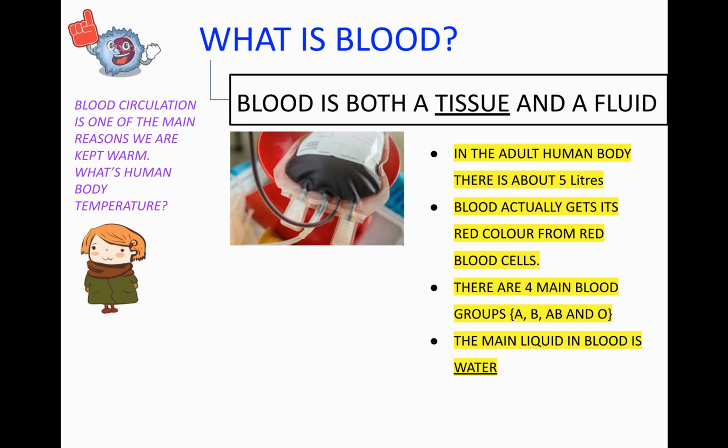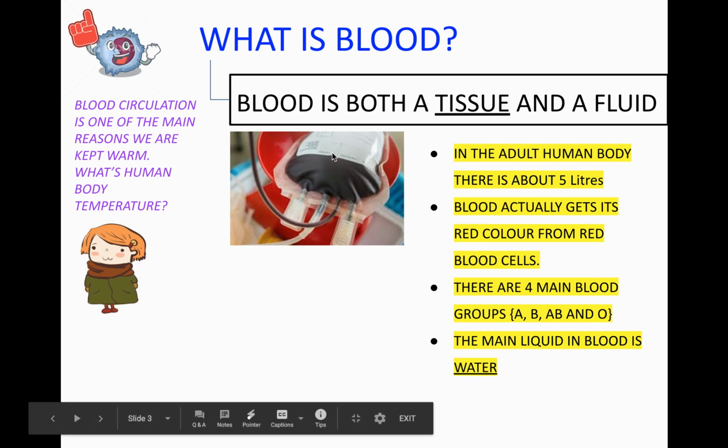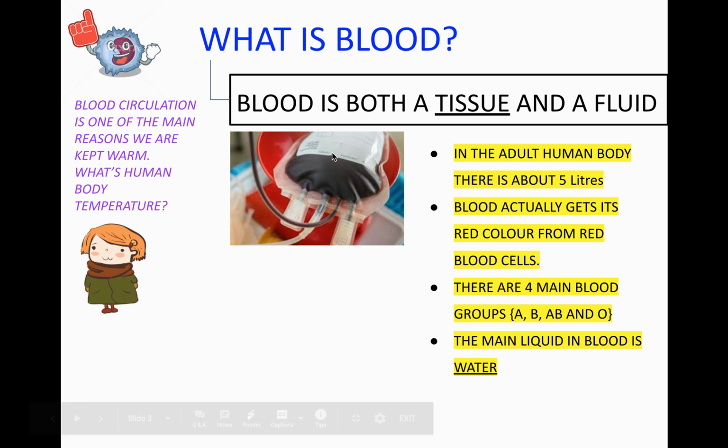So, inside the blood, the main liquid that we find is just water. And really, it makes sense. Water is the most common substance around us. But if it wasn't for blood, we would be very, very cold. We wouldn't survive, obviously, but without blood we wouldn't be kept warm, because blood is very important for circulating heat around the body, from head to toe. So if you ever experience really cold feet, you might say I have poor circulation.